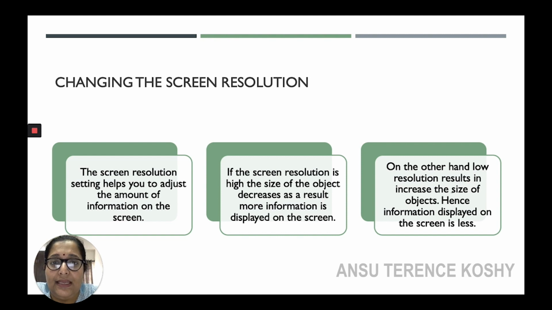If the screen resolution is high, the size of the object decreases. As a result, more information is displayed on the screen. That is, if you want to see a lot of things on your screen, even though it is small, the screen resolution value should be high. On the other hand, if the resolution is very low, the size of the object is increased very much and the information displayed on the screen is less. One more time, let me explain this. If the screen resolution is very high, the amount of information displayed on the screen will be more. And if the screen resolution is low, the amount of information displayed on the screen will be less.